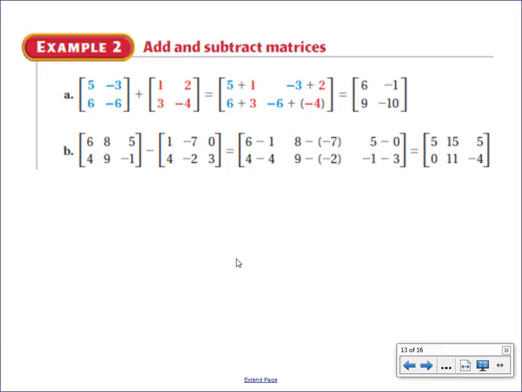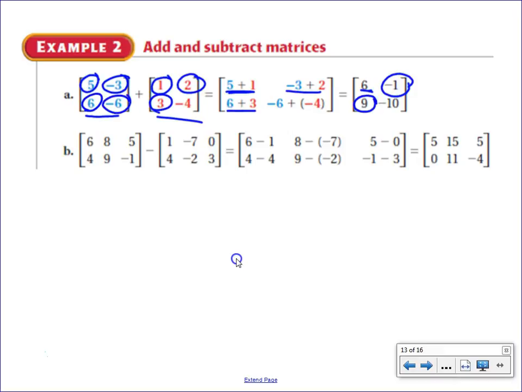So just some information on how to add and subtract matrices and how that works. Basically, if we have two matrices, in the first case we have a 2 by 2 matrix, 2 rows and 2 columns. How we add and combine those is we add the top left numbers together. 5 and 1 is 6. The top right's -3 and 2 is -1. 6 and 3 in the bottom left is 9. And -6 and -4 is -10. So when you add or subtract matrices, you just look at whatever section in the matrix.